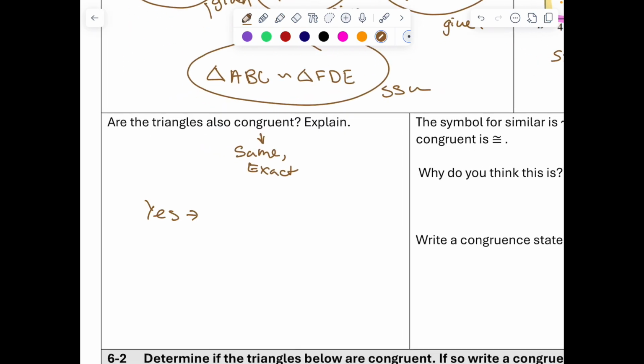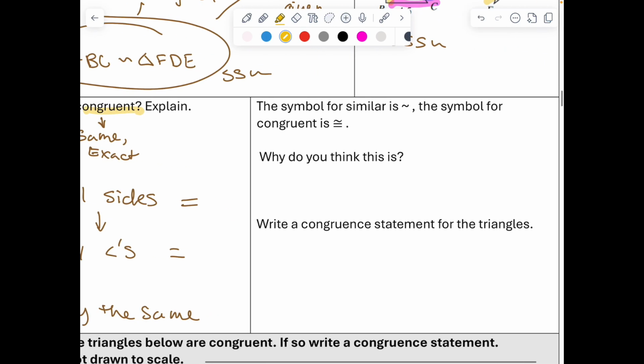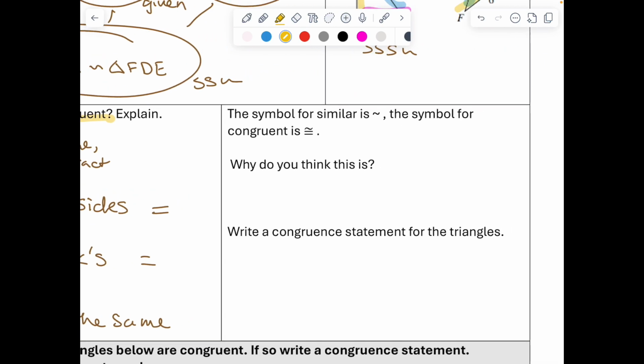So, yes, this is because all the sides are equal. And that also implies that all the angles must then be equal as well. So literally, these triangles are exactly the same, which is what congruent means, exactly the same. So the symbol for similar is this little squiggle, and the symbol for congruent is that squiggle with an equal sign underneath. Why do we think this is?